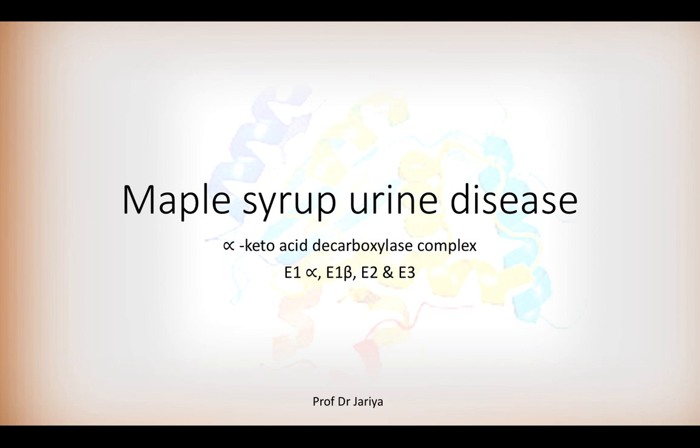So, maple syrup urine disease may be classified as type 1A, which arises from mutations in the E1 alpha gene, and type 1B, which arises from mutations in the E1 beta gene. In both cases, alpha keto acid decarboxylase is defective. Type 2 is due to mutations in the E2 gene. The component affected is dihydrolipoyl transacylase. Type 3 is due to mutations in the E3 gene. The component of the dehydrogenase complex affected is dihydrolipoamide dehydrogenase.